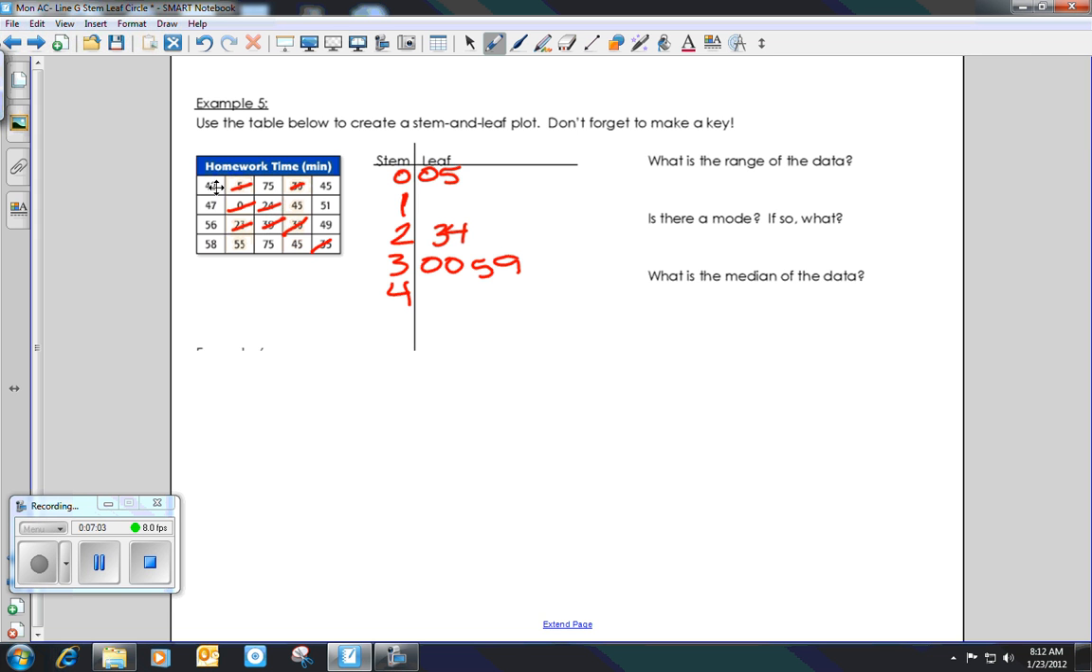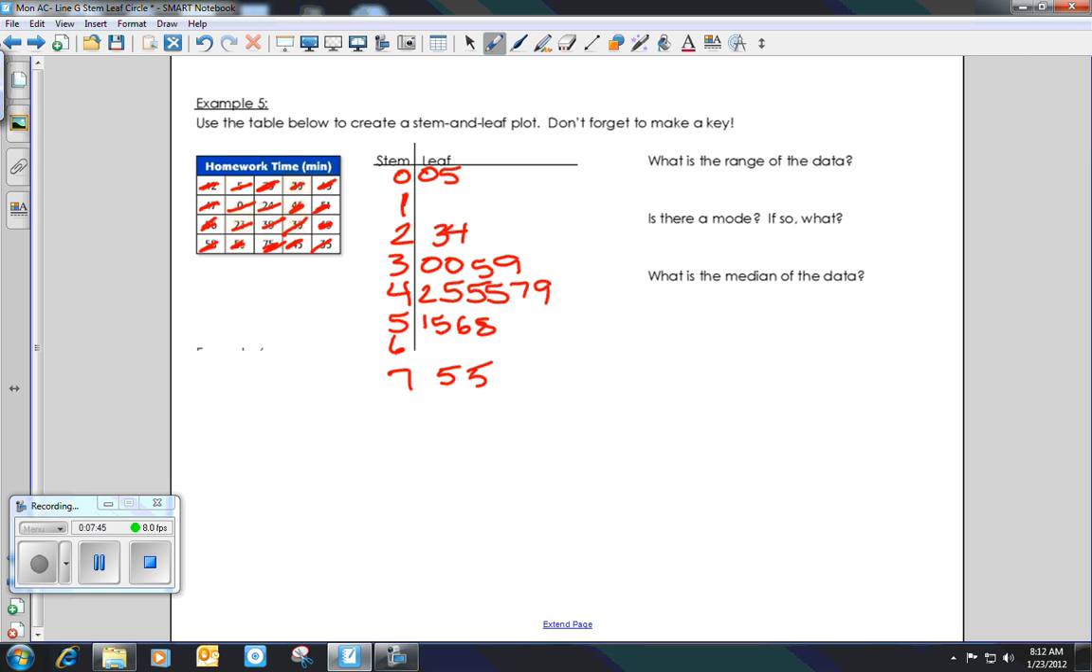I go on to 40s. I have a 42, a 45 I see there, another 45, and a 45 down here, another 5, and a 47. Then I go on to 49, and I think that's it for my 40s. Now I'm on to 50s. I have a 51, a 55, 56, 58, and then no 60s, but I do have two 75s for my last two numbers.